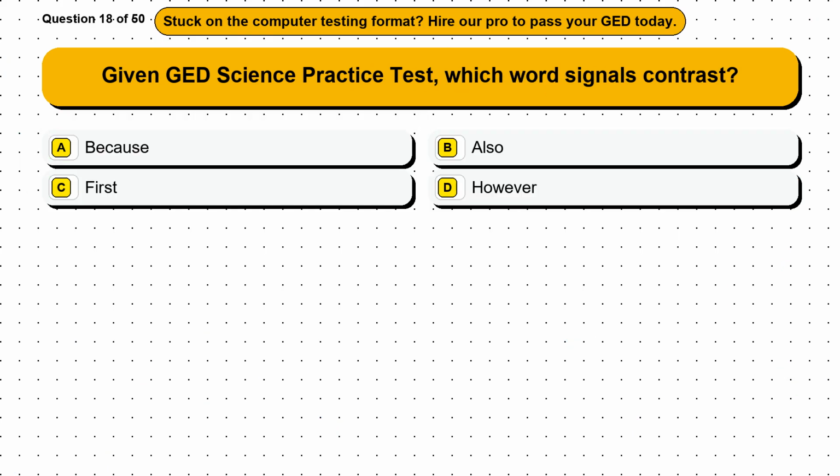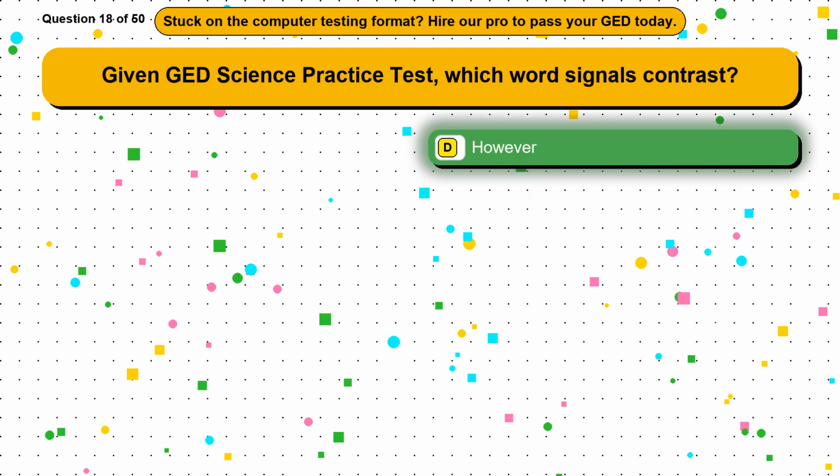Question 18. Given GED Science Practice Test, which word signals contrast? Option A. Because. Option B. Also. Option C. First. Option D, however. The correct answer is option D.